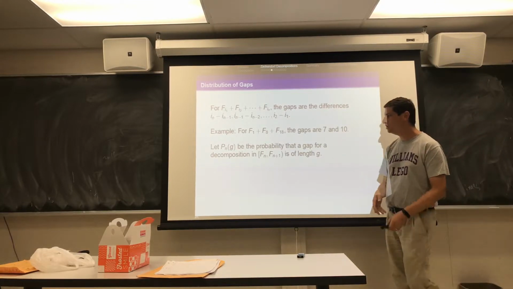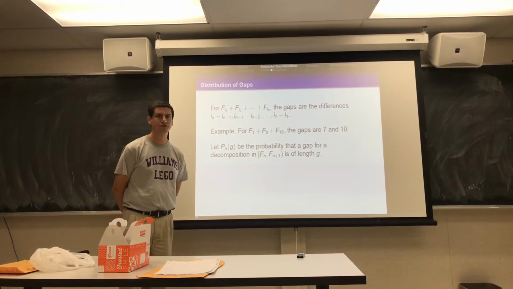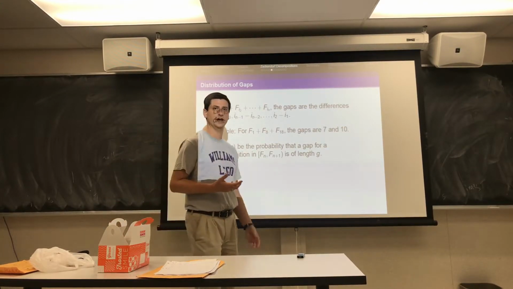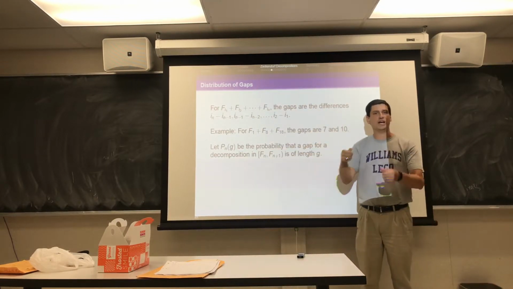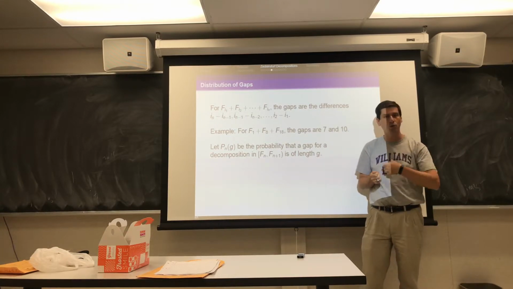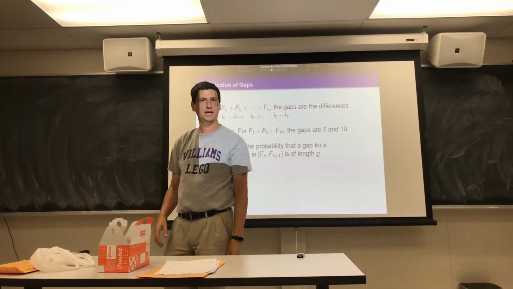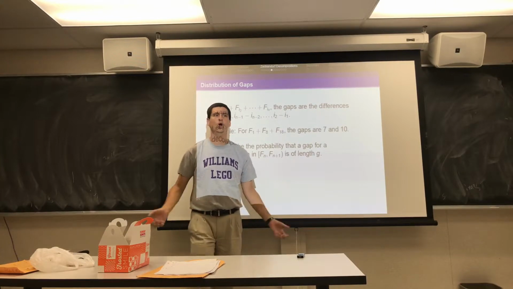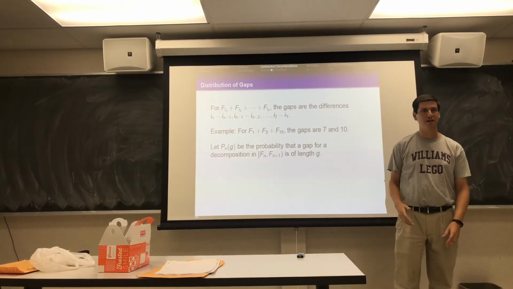So I can let P_n(g) be the probability that a gap in a decomposition is of length g. There are two ways to do this. One way is a lot easier than the other. What I can do is fix my interval, and for each number I look at how many gaps it has of length 1, of length 2, of length 3, of length 4, and I put all that in a giant bin. And then just see what fraction of the gaps in that bin are length 1, what fraction are length 2. So I'm looking at all numbers together.